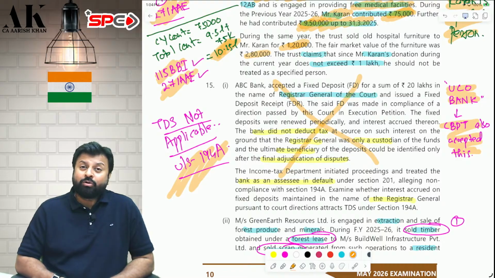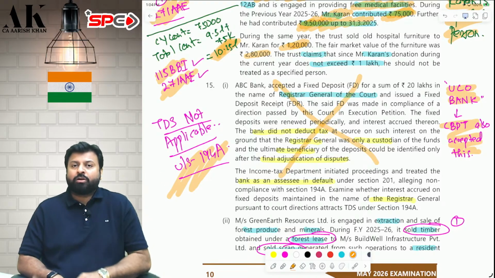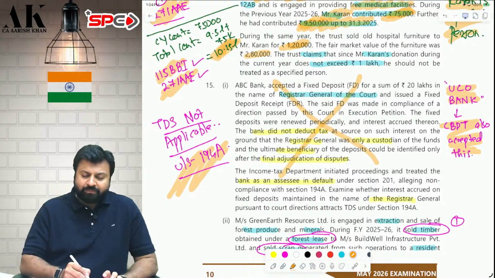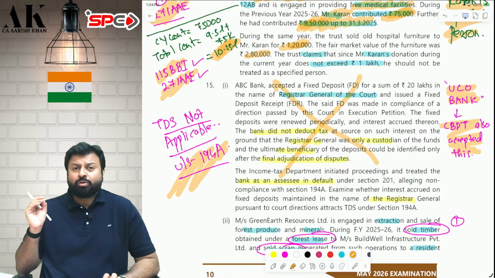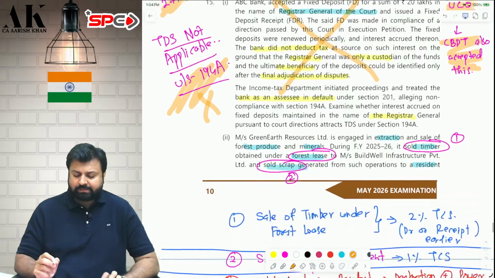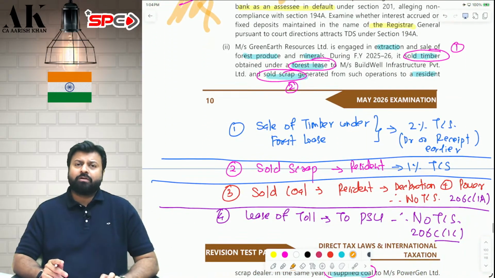The payee is ultimately who? The person who will win the case. And who will win the case? That only time will say. Now I cannot say. Therefore, this amount which is paid as interest by the bank to the registrar of court will not be subject to TDS. I hope it is clear to all of you.